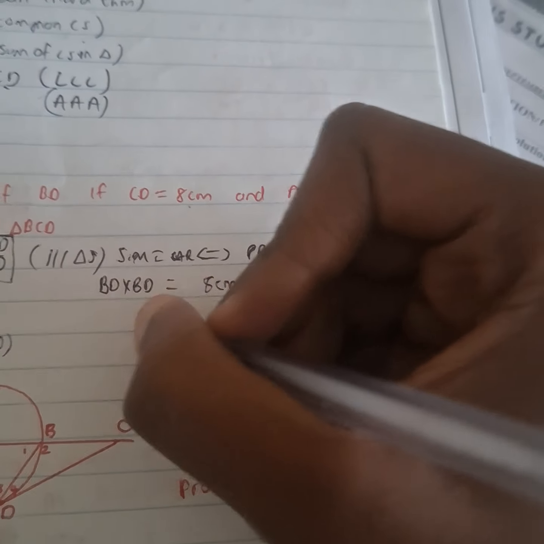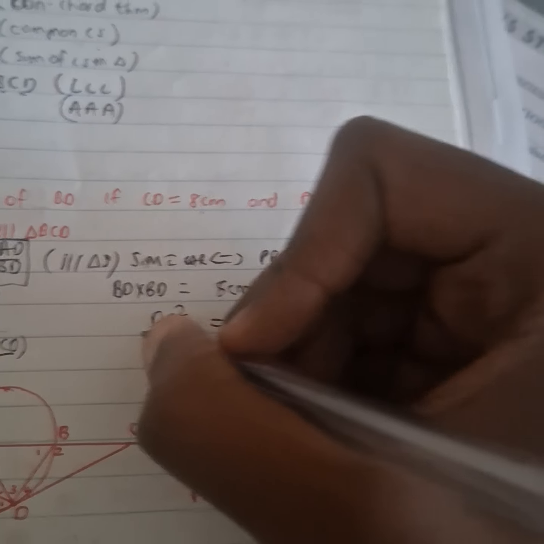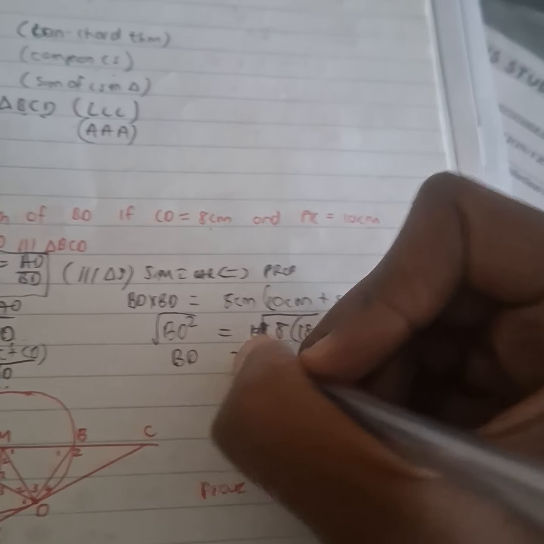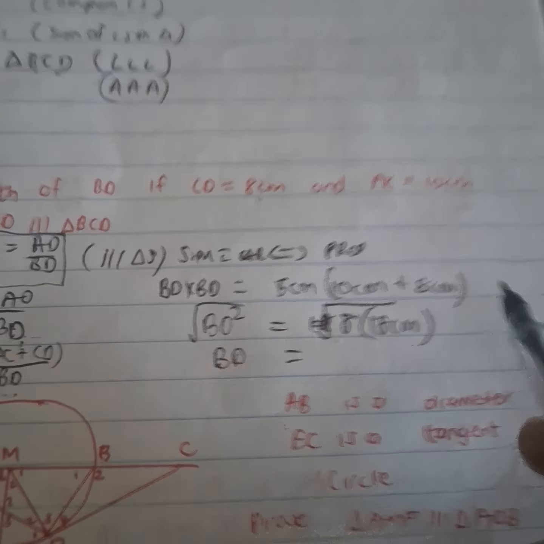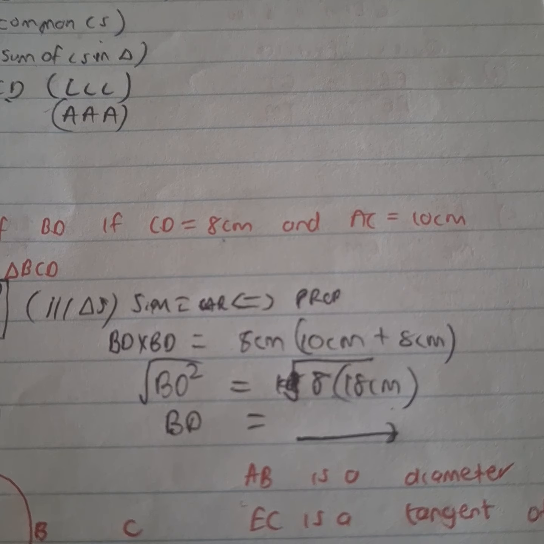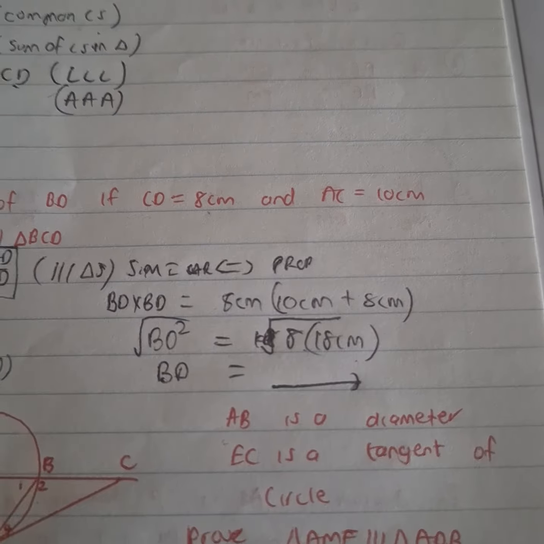Then this is BD squared. But of course, we are going to take the square root on both sides so that we can get BD, which is equal to the square root of 8 times 18, which you will get for me, and then in the comment section you'll let me know what you got for the length of BD. And there it is, guys.